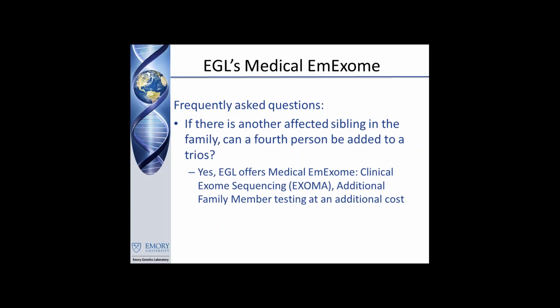Another frequently asked question is if there's another affected sibling in the family, can we add a fourth person to a trio? So that would be basically two probands as well as their parents. We can do this. We have another option listed here for an additional family member. It is an additional cost, but it's very much reduced. Rather than ordering full exome on both patients, it would be cheaper to add the other person as an additional family member, and that person would get their own report as well. So we do have an option for if there's two affected siblings that both want a report for exome.